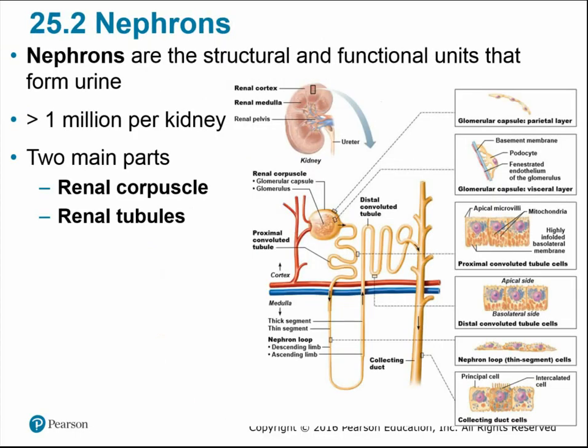So nephrons are the structural and functional units that form the urine. There's roughly 1 million of these structures per kidney, and they consist of two main parts. So the renal corpuscle, shown here, and then the renal tubules coming off of that corpuscle.